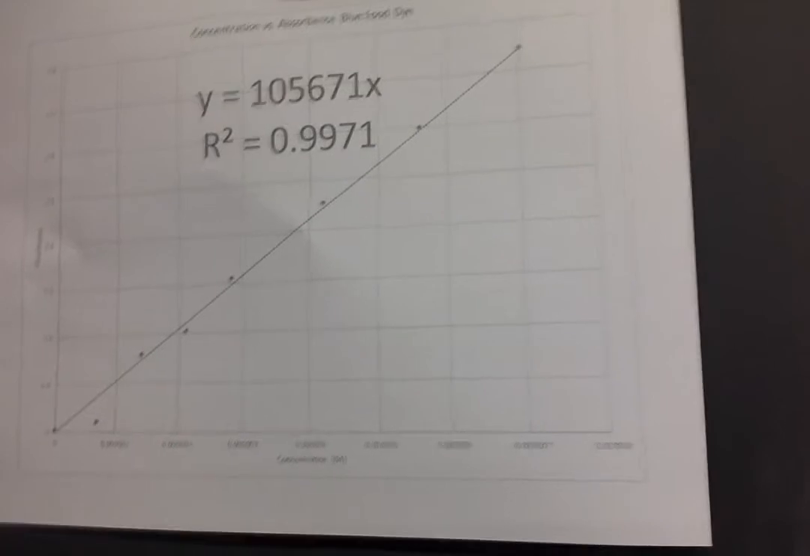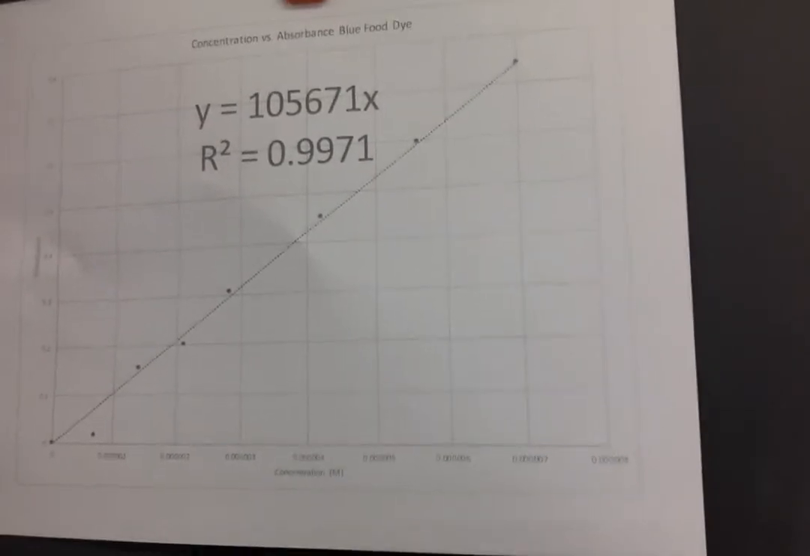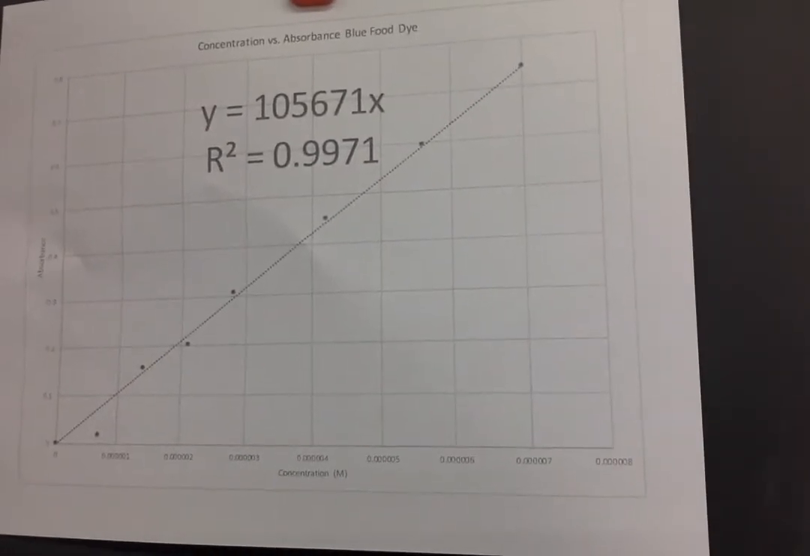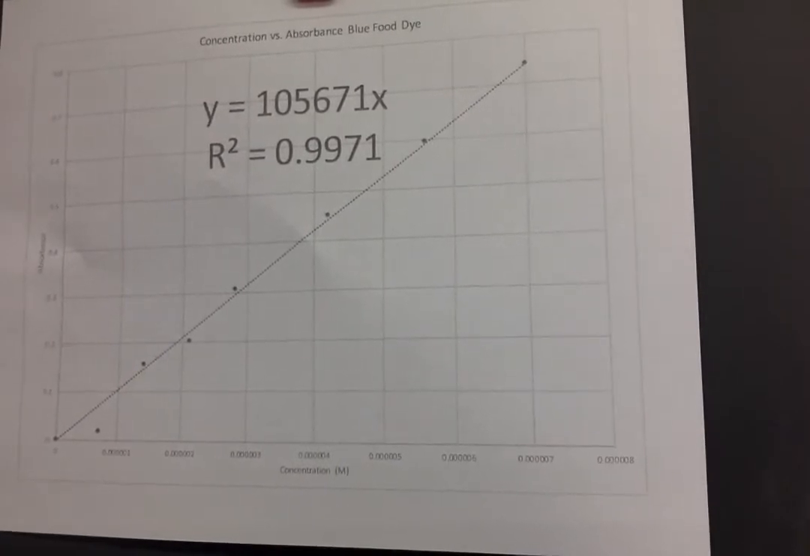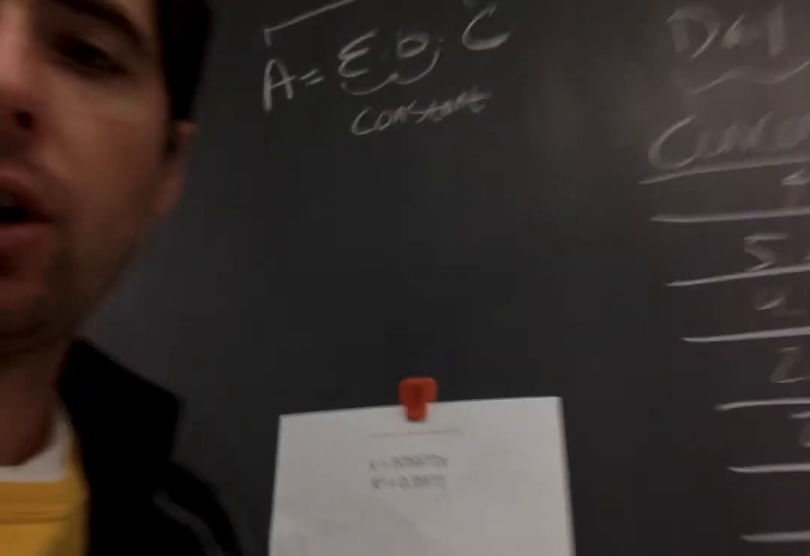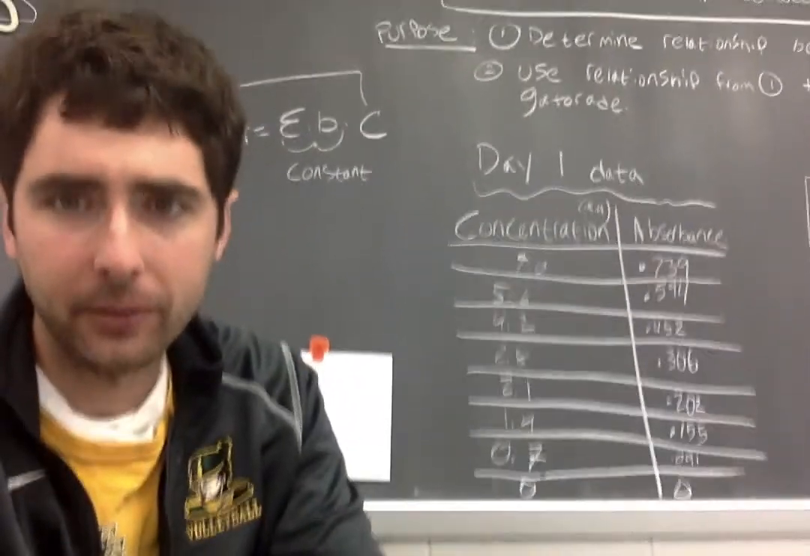Now, what is this graph telling us? Well, all I see here is an equation of the line. Y equals 105,671x. What does this slope mean?